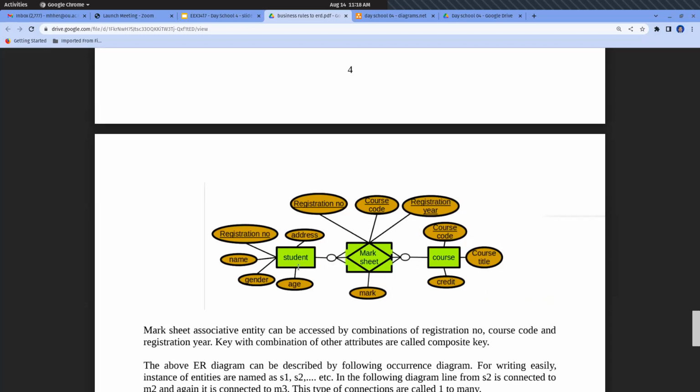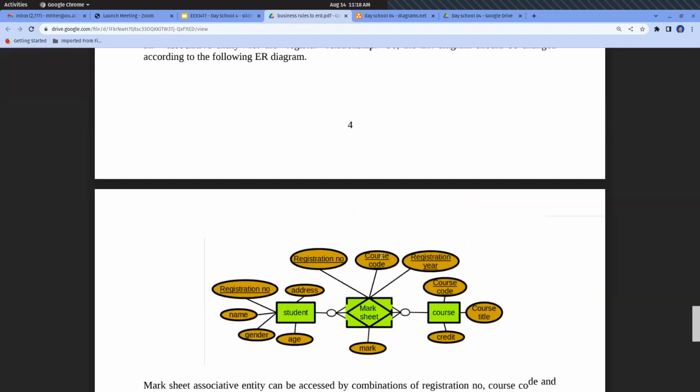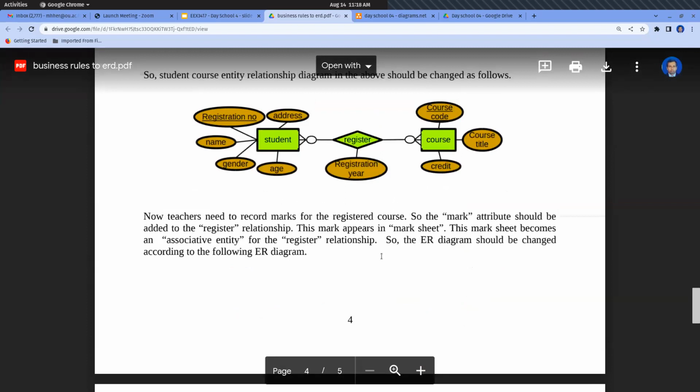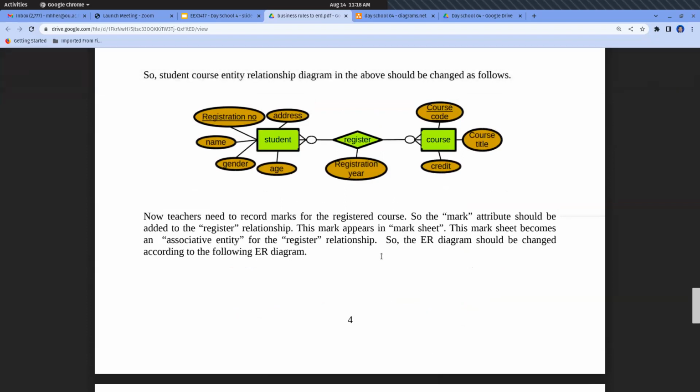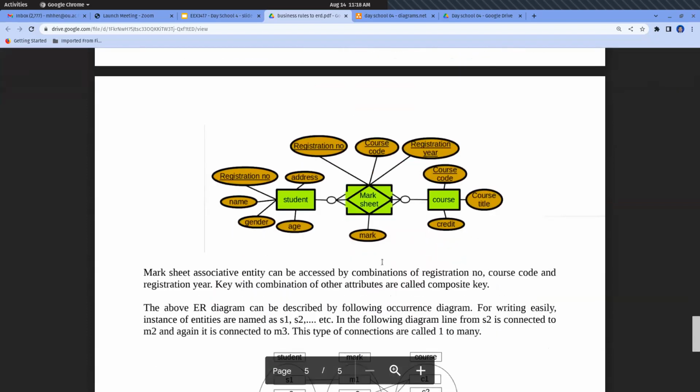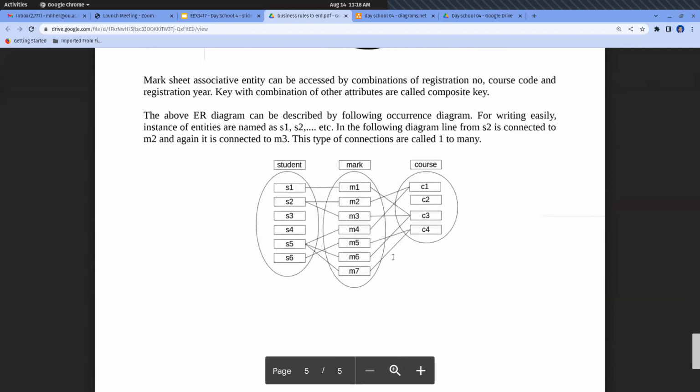So here the relationship from student to mark sheet is one to many. Here course is also one to many. This is called an associate entity. You can get the associate entity from the relationship.